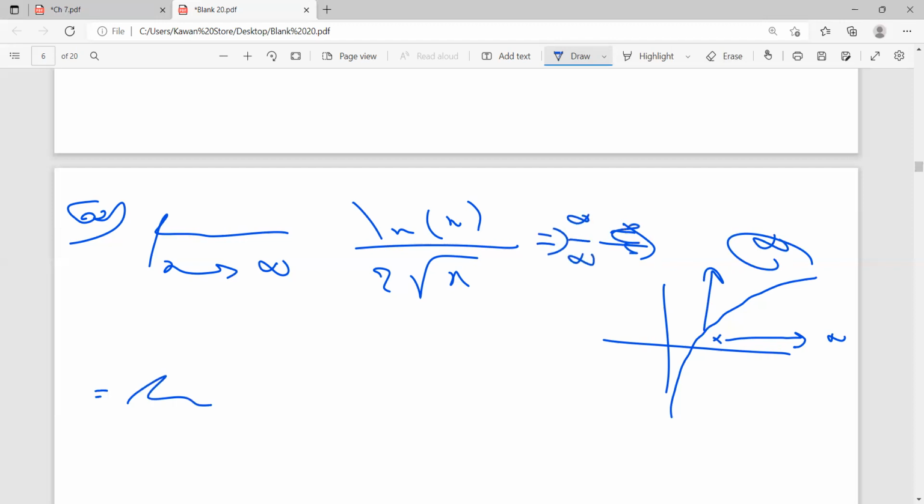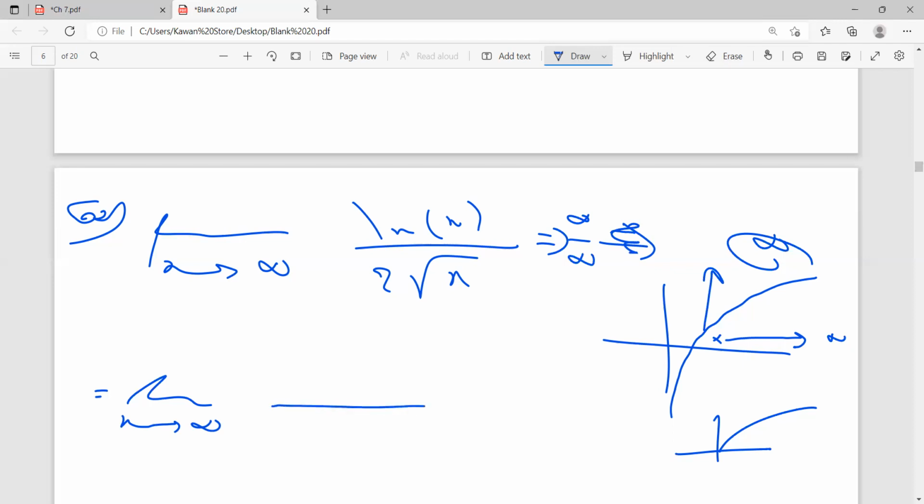Over infinity. The graph of ln x again, and square root of x, again the same. They look like each other. So now I can say it is equal to infinity over infinity. Now we can apply L'Hopital's rule.